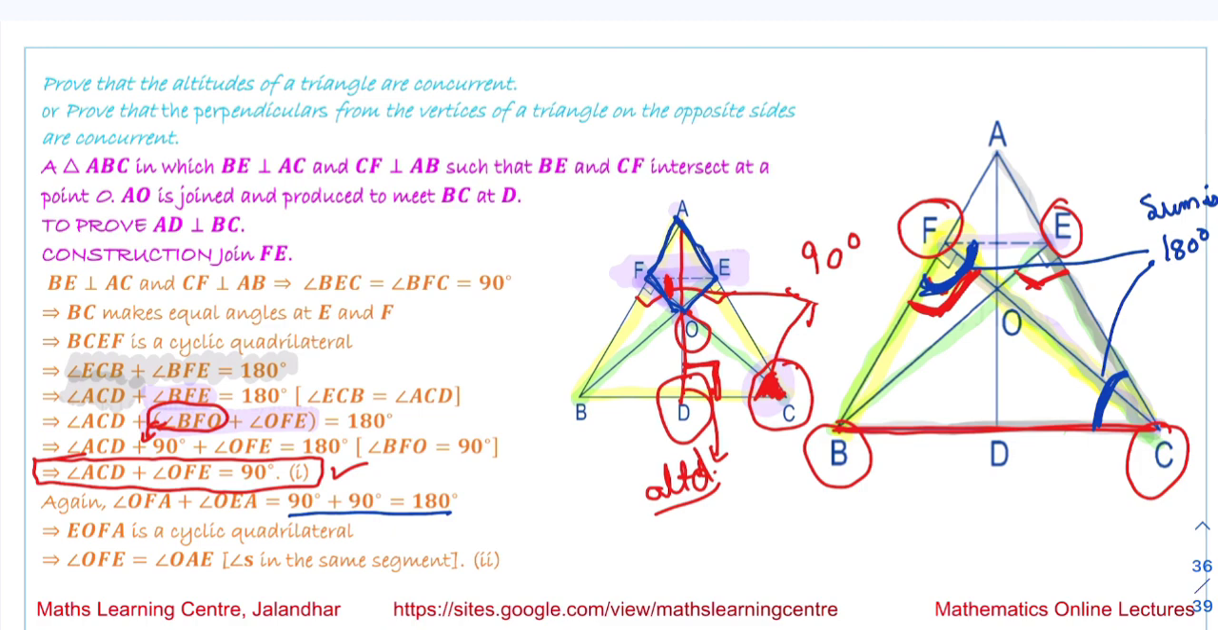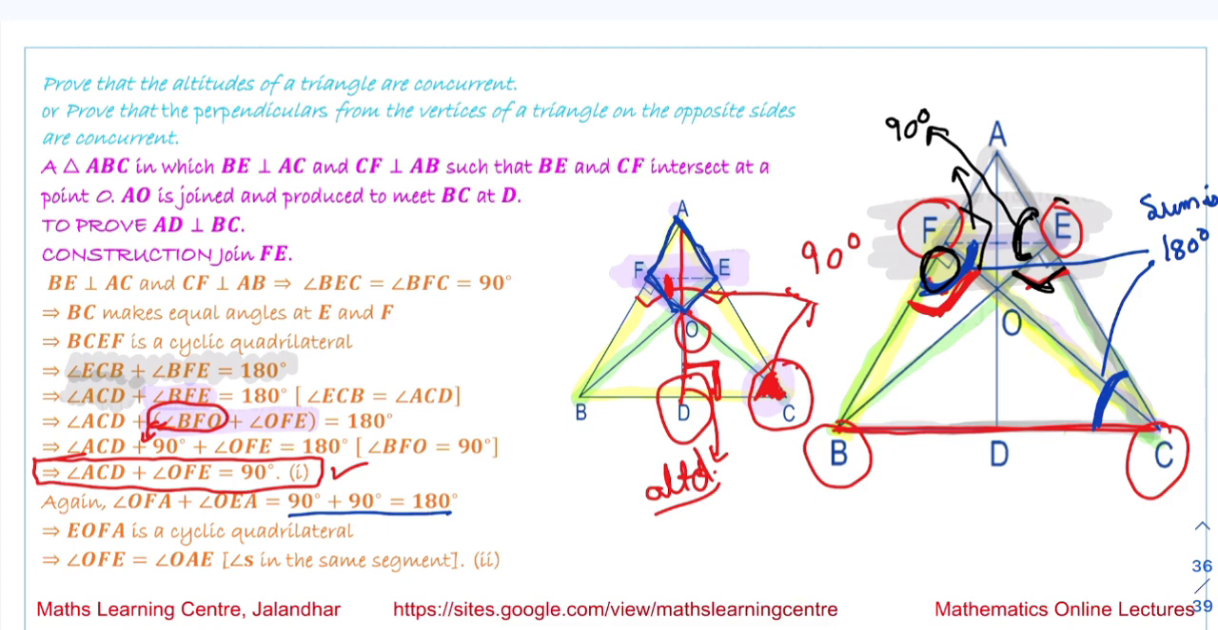Why? Because if we look at this second figure over here, this region, we are saying this angle is 90 degrees, so this remaining angle over here will be 90 degrees. Similarly, this angle is 90 degrees, so this remaining angle over here is also 90 degrees. So what we get from this is that EOFA is also a cyclic quadrilateral.